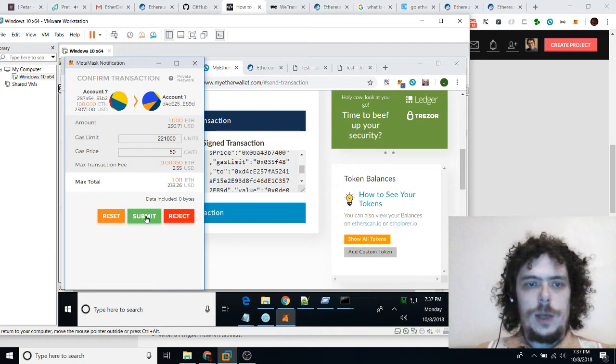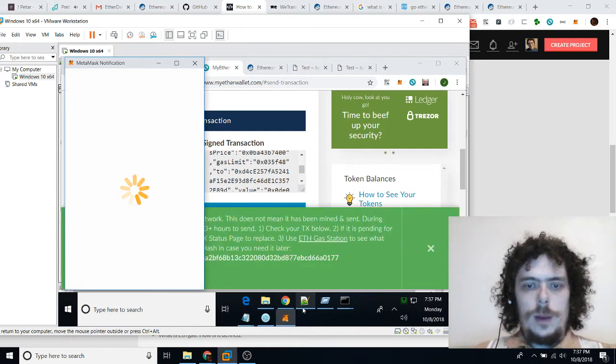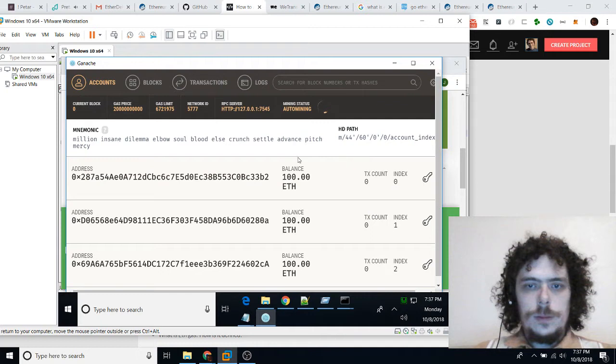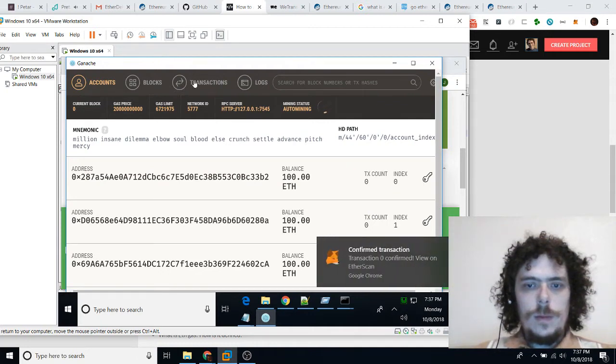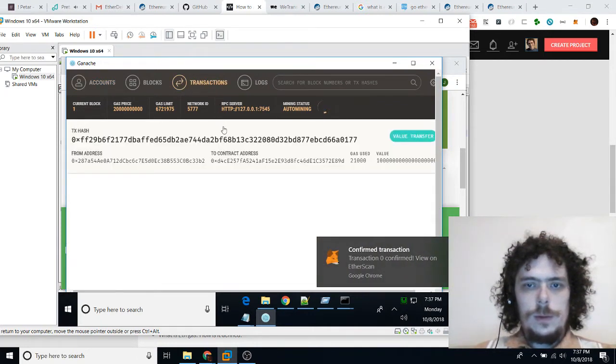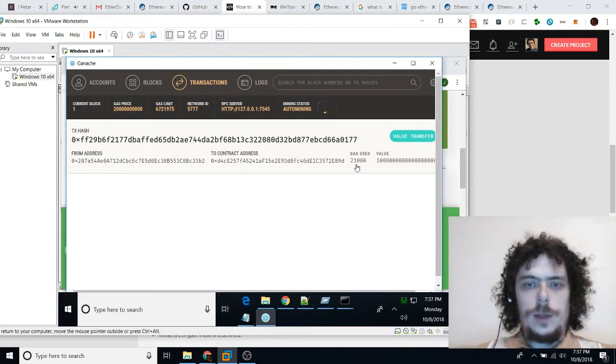If I submit that transaction, I could change it here actually and spend more gwei on my gas price. This is how much it would cost if we were using real ether, the max transaction fee, which it probably won't use the max, it'll probably use some portion of it to complete this transaction. If I submit that and then watch it in Ganache, we'll see that it actually only used 21,000 gas, which is what it recommended that it should use for a transaction.